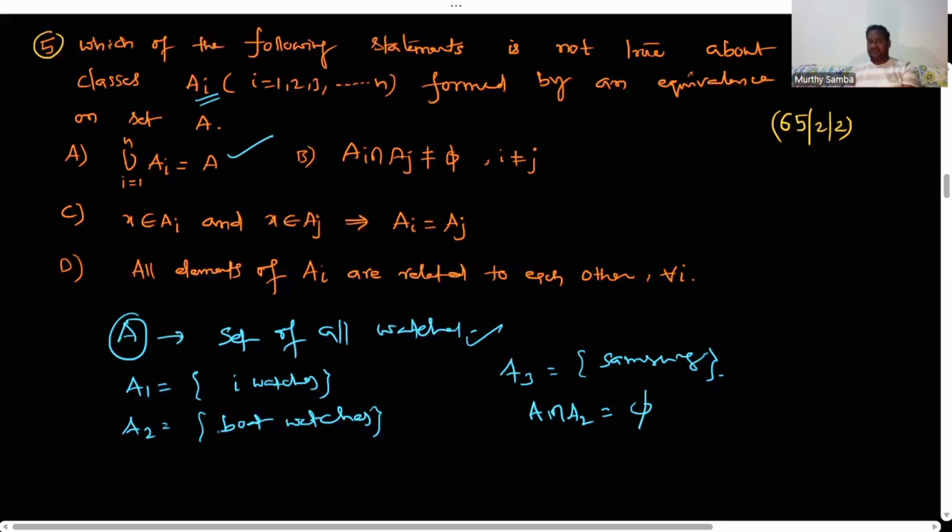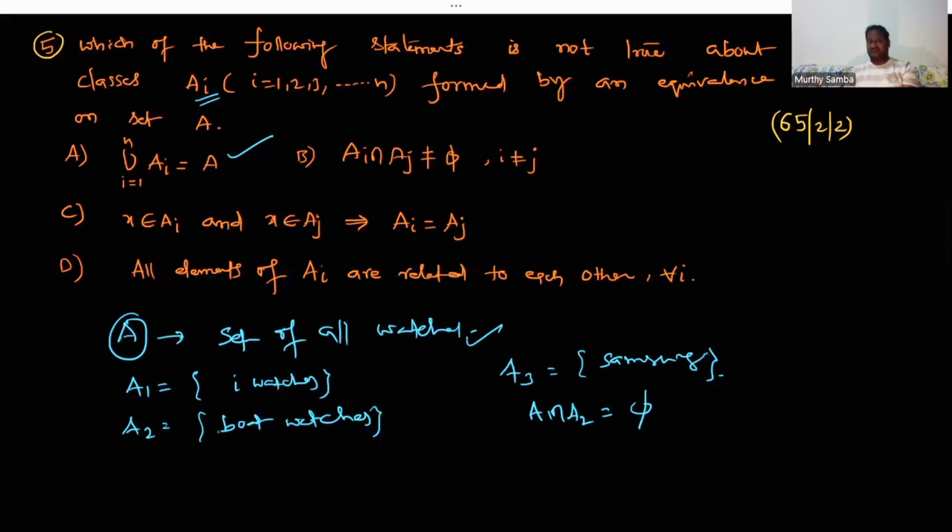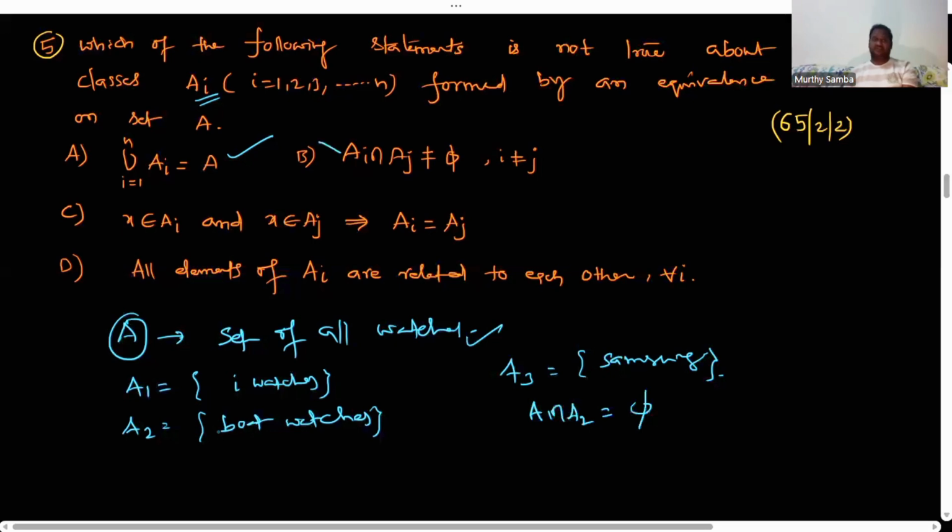But here, what is given? A_i intersection A_j is not equal to the empty set, where i is not equal to j. Here i is not equal to j, 1 is not equal to 2, but A1 intersection A2 we got as the empty set. It was given that it is not equal to the empty set. Therefore, B is not the correct option. So we got the correct option, right?